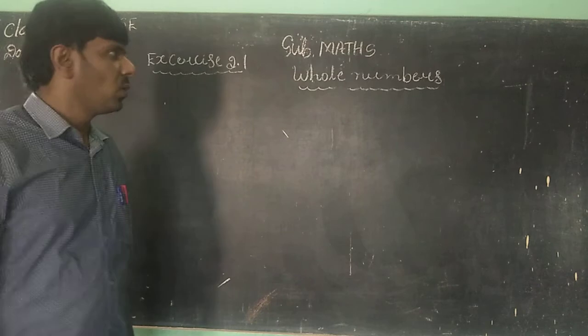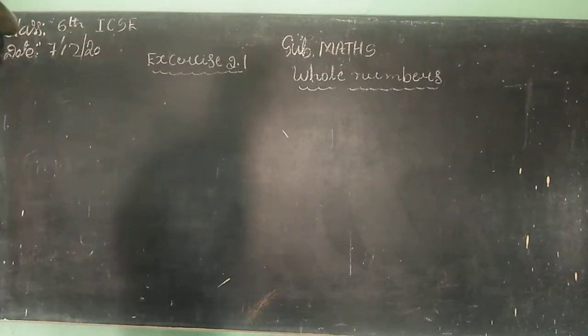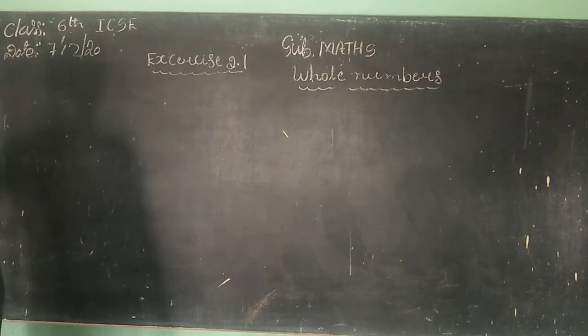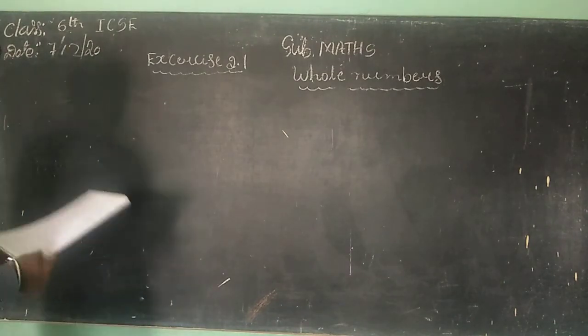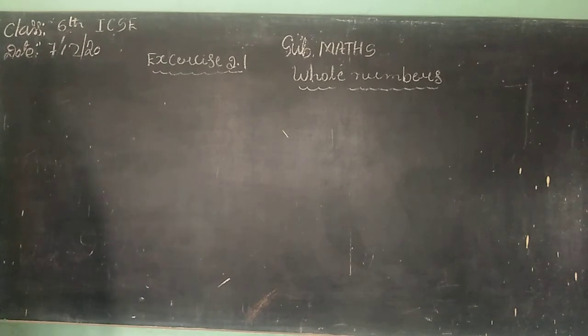About that whole numbers exercise 2.1, children. First question: write the smallest whole number. Can you write the largest whole number? Children, first question. Write the smallest whole number. Children, smallest whole number is 0.